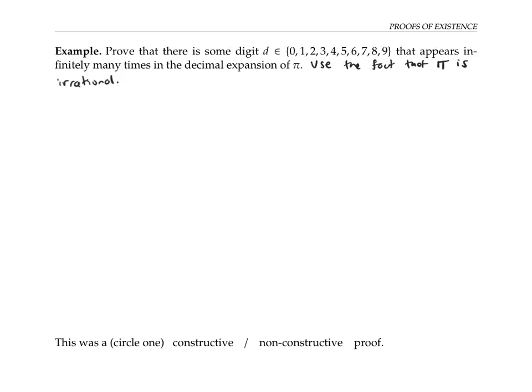Let's prove that there's some digit 0 through 9 that appears infinitely many times in the decimal expansion of pi. We're going to assume and use the fact that pi is irrational. It might be hard to prove this directly, constructively, so let's try an indirect proof. Let's suppose, for contradiction, that it's not true that there's some digit that appears infinitely many times. In other words, that every digit appears only finitely many times.